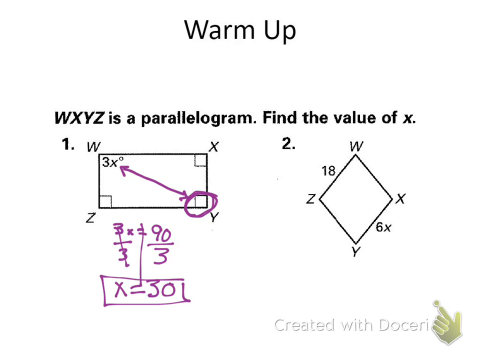Sides in a parallelogram, yeah, they're congruent. So what would my equation be here? 6x equals 18. Good job, guys. Alright, so I'm going to divide both sides by 6. So x equals 3.